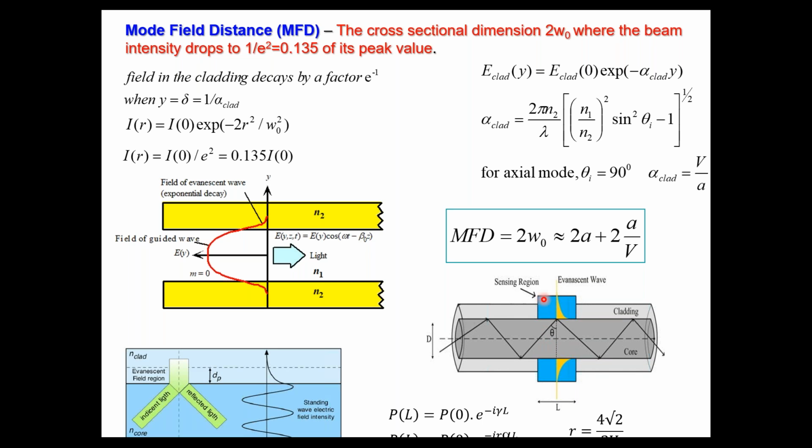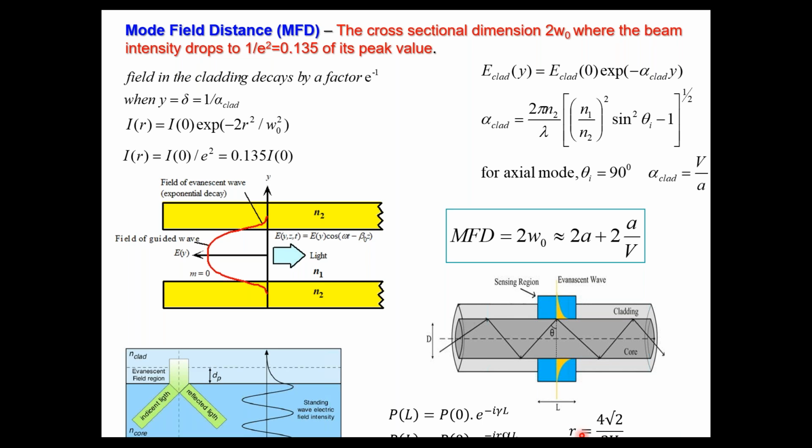So the proportion of power in the cladding is determined in terms of the V parameter. You may be familiar with the V parameter. It is the characteristic value of a fiber or any waveguide, which is determined by the geometry as well as the N1 and N2 values and the wavelength of operation.